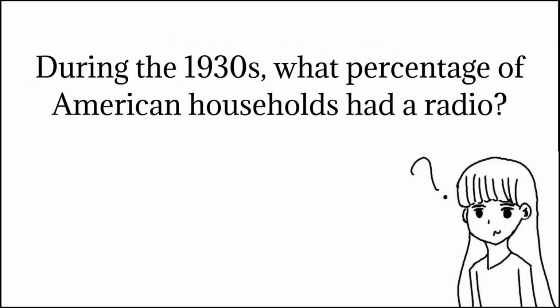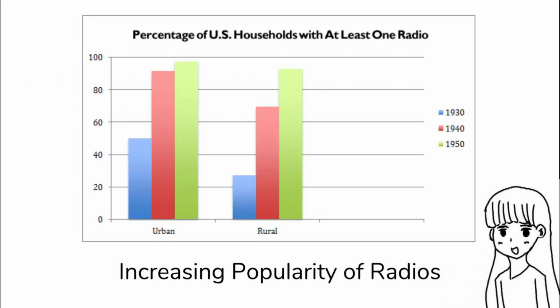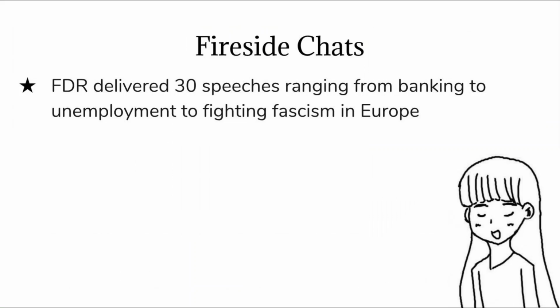So during the 1930s, what percentage of American households had a radio? The answer is 90%. And you can tell that the popularity of the radio increases over time in this chart. And so all of these people are listening to FDR's fireside chats. It was a pretty big deal. There was no TV. They had the radio.